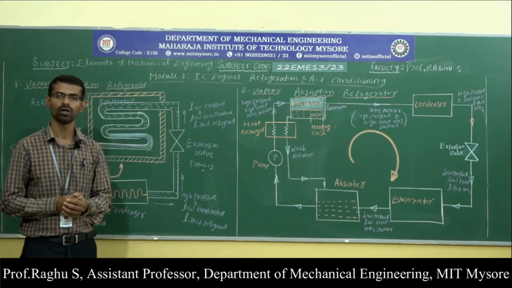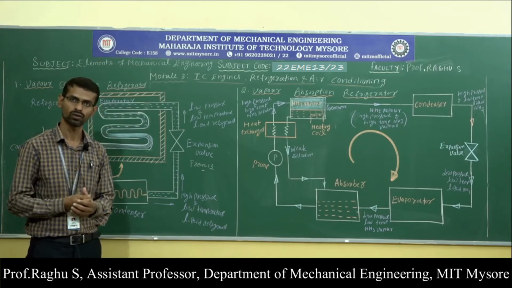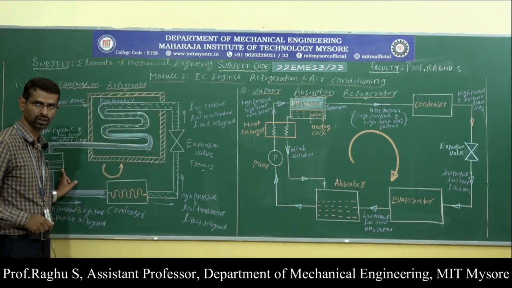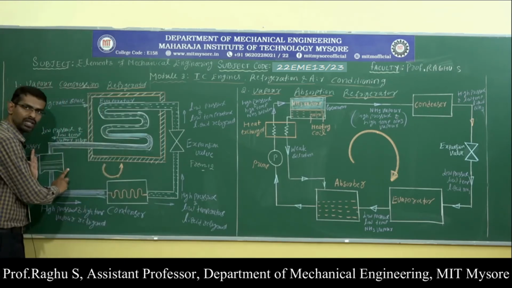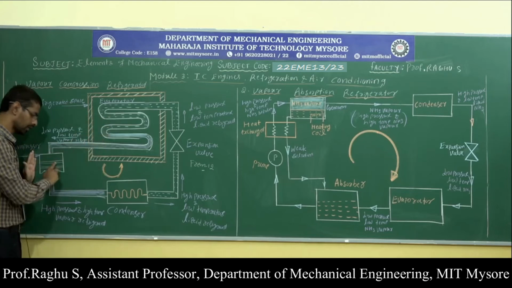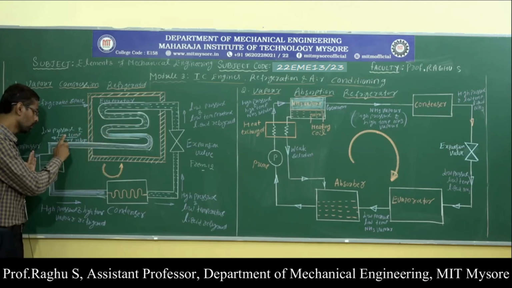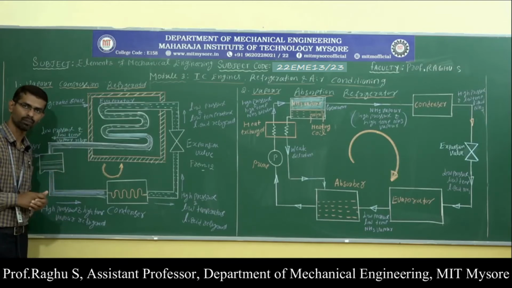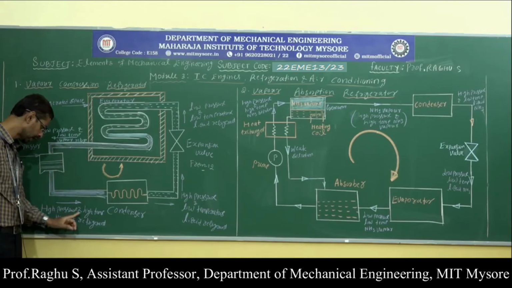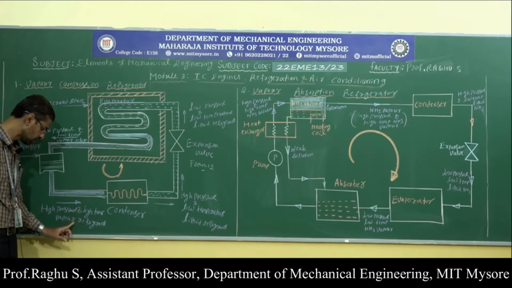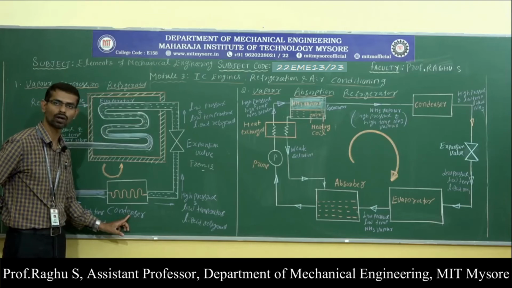Now let us discuss the working of vapor compression refrigerator. Why is it called vapor compression refrigerator? Because here vapor is compressed to high pressure and high temperature. This compressor receives low pressure and low temperature vapor refrigerant from the evaporator and compresses it to high pressure and high temperature. Therefore from the compressor we have high pressure and high temperature vapor refrigerant, which enters into the condenser coils.